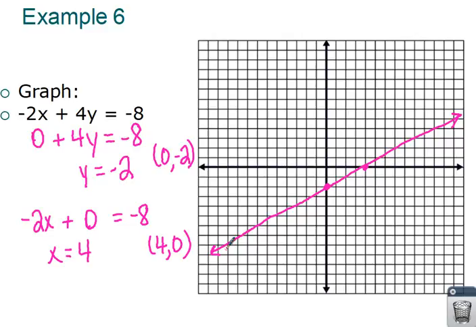This all should still be review. So hopefully it still is. And since this is in standard form, you can do it by intercepts like we did, or you can do it by slope-intercept form. You're going to get the same line either way.